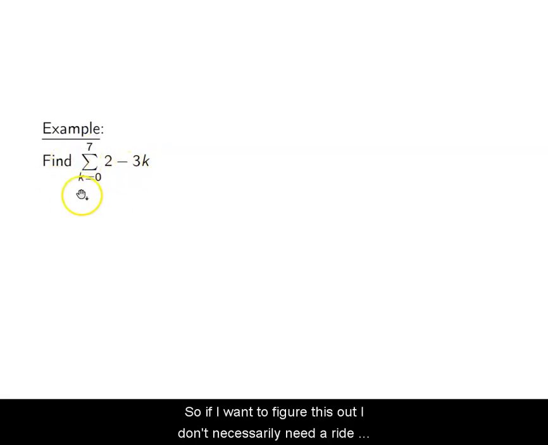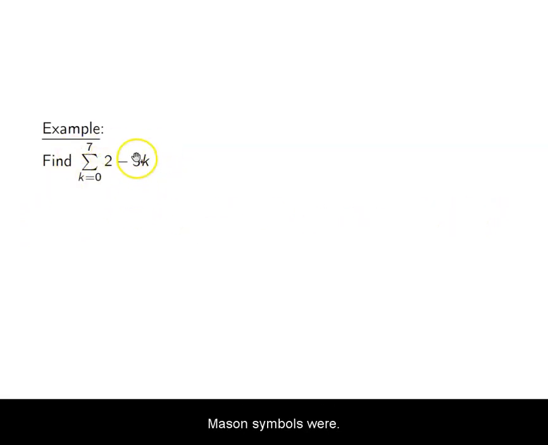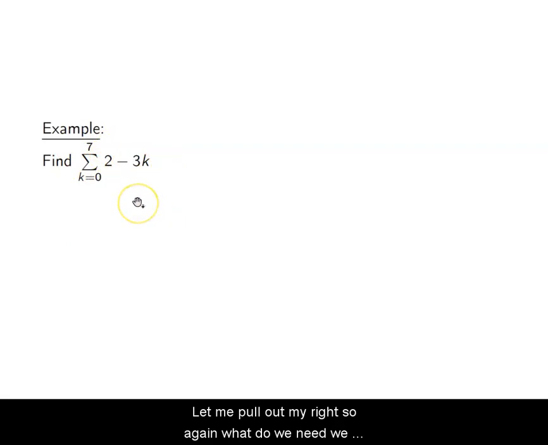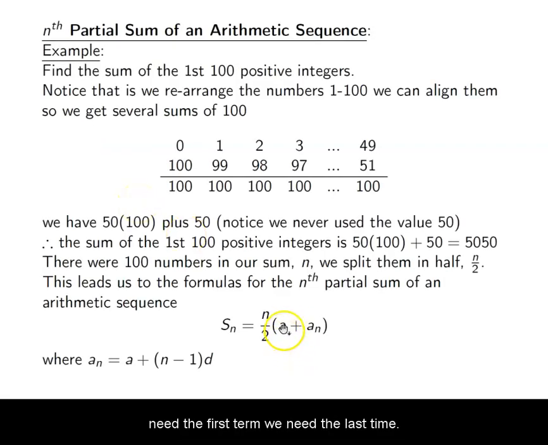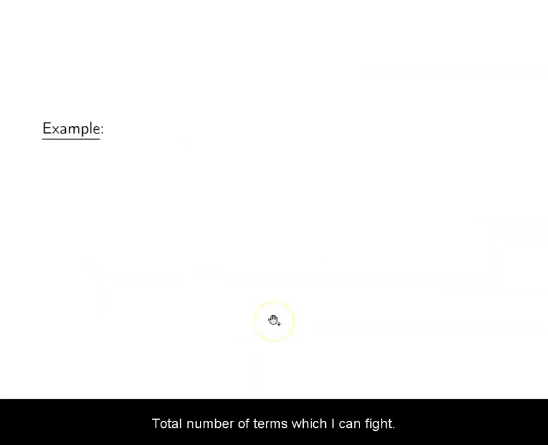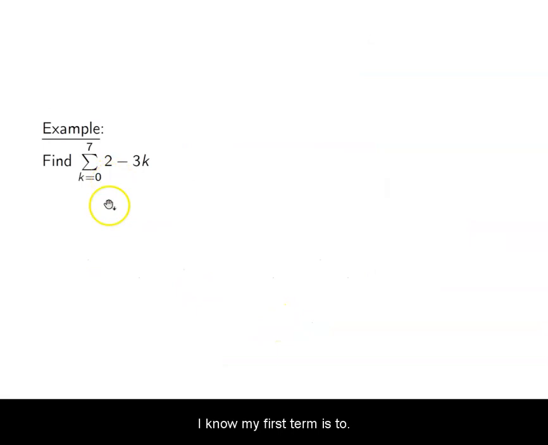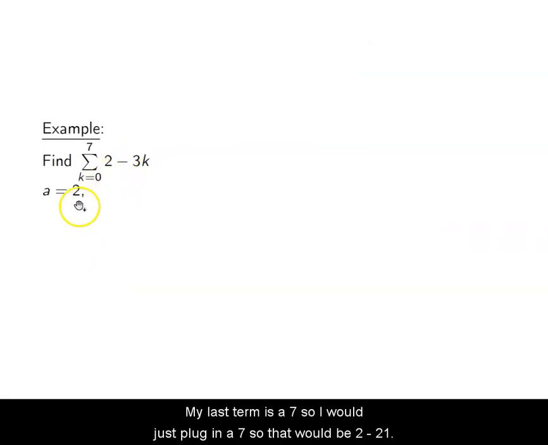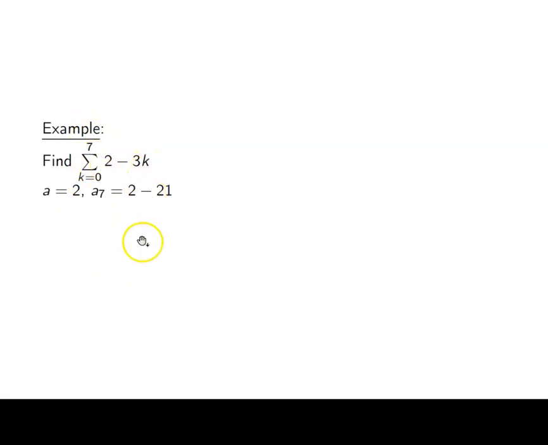So if I want to figure this out, I don't necessarily need to write out the whole sequence. I can just say, oh, I know how summation symbols work. Let me pull out my terms. So again, what do we need? We need the first term, we need the last term, and the total number of terms, which I can find. I know my first term is 2. My last term is a7, so I would just plug in 7. So that would be 2 minus 21, or negative 19.